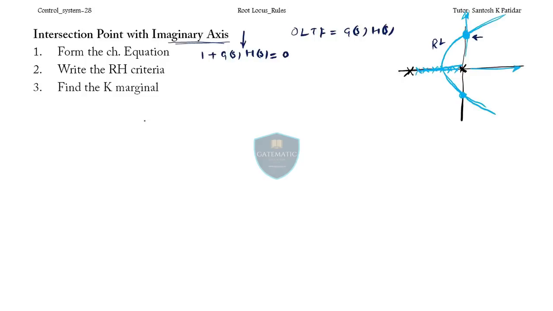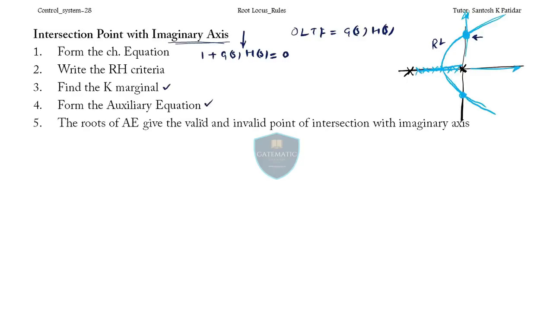Okay. The next point is, we have to find the K marginal. We know all about this, so we can do it. Then form the auxiliary equation. The roots of the auxiliary equation give the valid and invalid points of intersection with the imaginary axis. Don't worry, when we come to the problem, these points will be clear. The next point is, for valid intersection, K marginal should be positive. So K marginal should be positive for the valid intersection. You'll know about this when we do the problem.